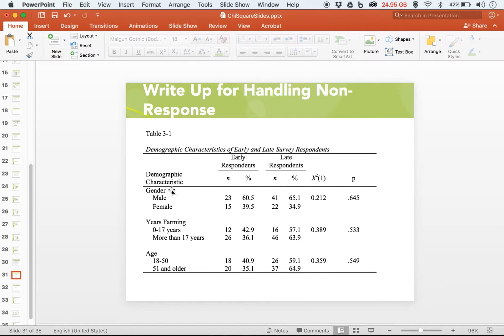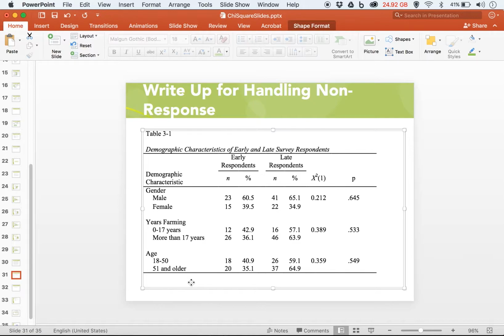And you have to be able to indicate your dichotomous variables. So you have gender, and you break it down into male and female. You have your years farming, and you break it down into 0 to 17 years or more than 17 years. And then you have your age. It has to be 18 to 50, and then 51 and older. And if you can include all of that, as well as your information for the table displaying all the text, you have met the criteria for what you need to report when handling non-response rate for a survey.